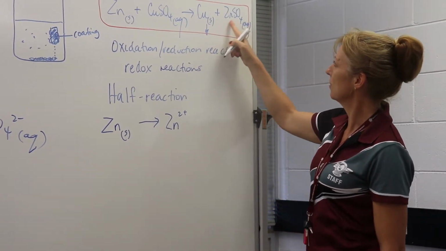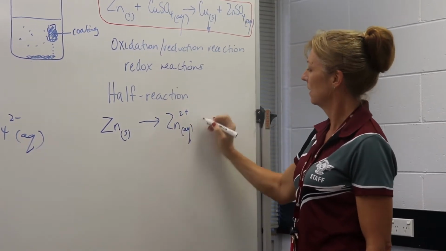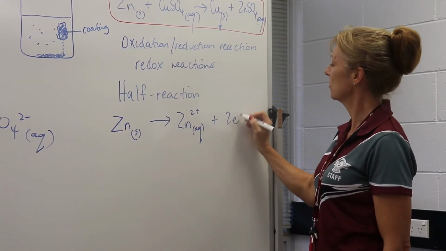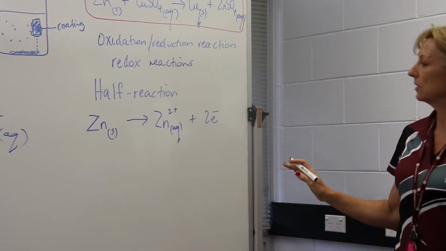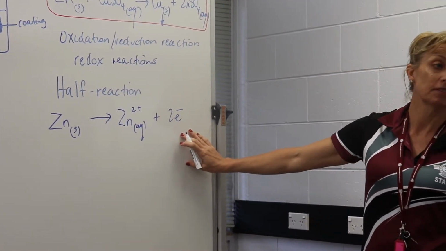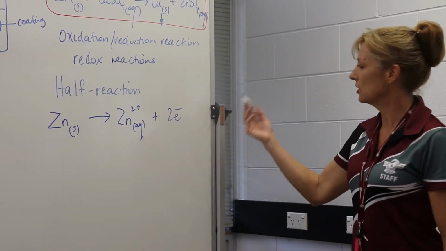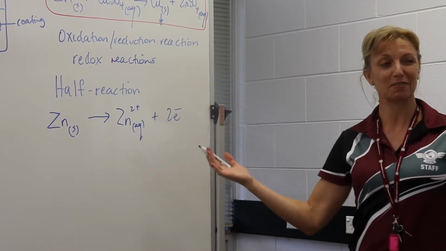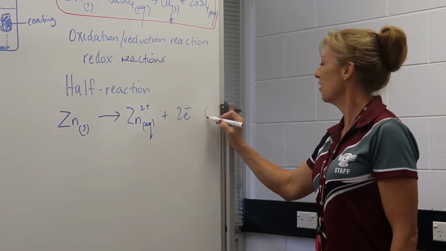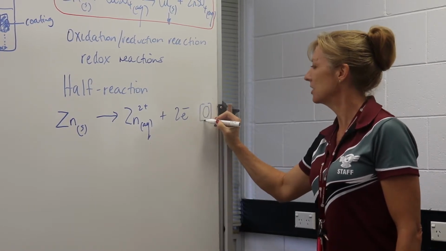When you separate that, remember that's shorthand, aqueous, plus 2 electrons. It's giving away 2 electrons, and that's called oxidation. Oxidation is giving away electrons, and there's a shorthand for oxidation. Of course there is. So it's O with a number in square brackets. That means that's an oxidation half reaction.